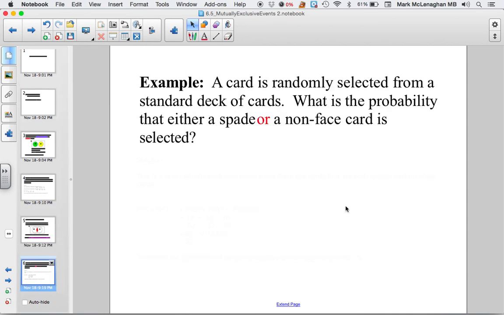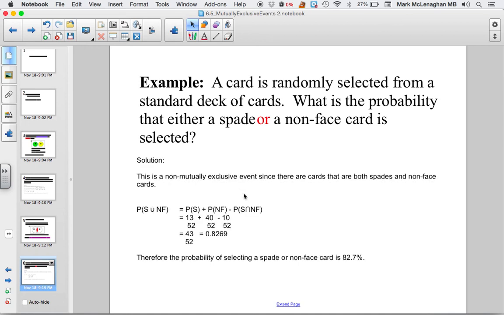So, an example. A card is randomly selected from a standard deck of cards. What is the probability that it is either a spade or a non-face card? Obviously, these are non-mutually exclusive events since there are cards that are both spades and non-face cards. So, the probability of a spade or a non-face card is the probability of a spade plus the probability of a non-face card minus the probability of a spade that is a non-face card.